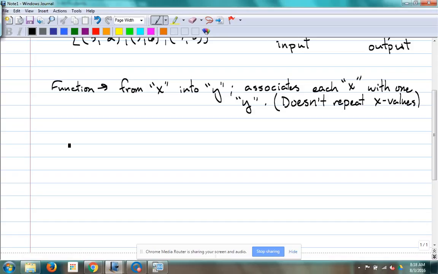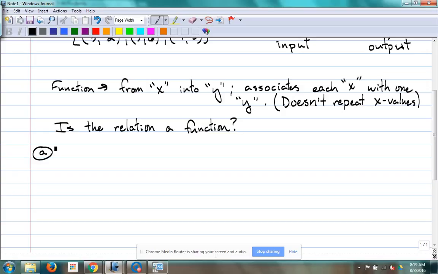So let's start off by looking at a few relations and decide are they functions or not. And this will get us some of the ways that relations are given to us. So we're going to answer this question. Is the relation a function?